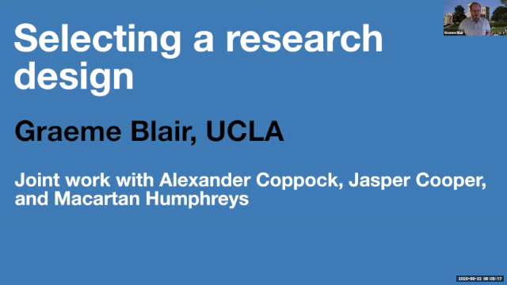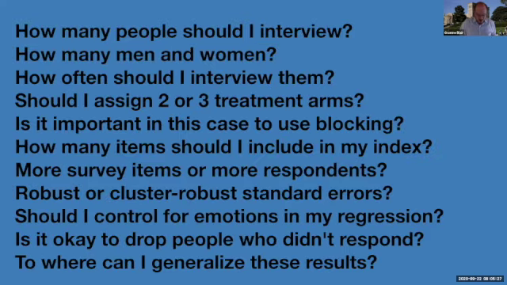So this is based on some joint work with Alex Kopic at Yale, Jasper Cooper at UCSD, and McCartan Humphreys at Columbia and the Weser Bay in Berlin. What I'm going to talk about is motivated by the problem that we face as researchers as we're developing our studies, which is that we're faced with dozens or even hundreds of questions each time we run a study.